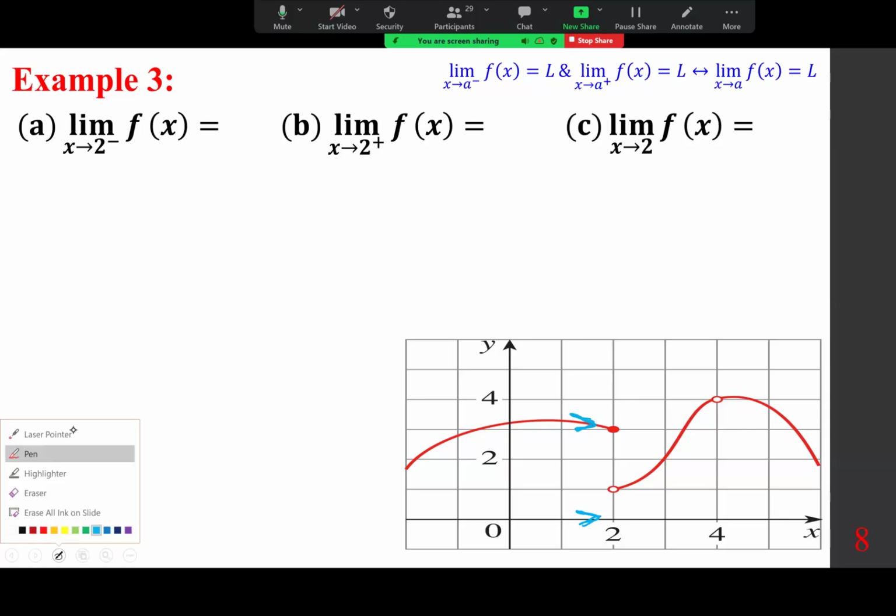we move towards this point, which has a y-coordinate of 3. From the right of number 2, we are moving here, which gives us the y-coordinate. We're moving towards this hole, which gives us the y-coordinate of 1. Are these two identical? No. Therefore, the limit of f of x as x approaches 2 does not exist. These two must be the same, and they are not.